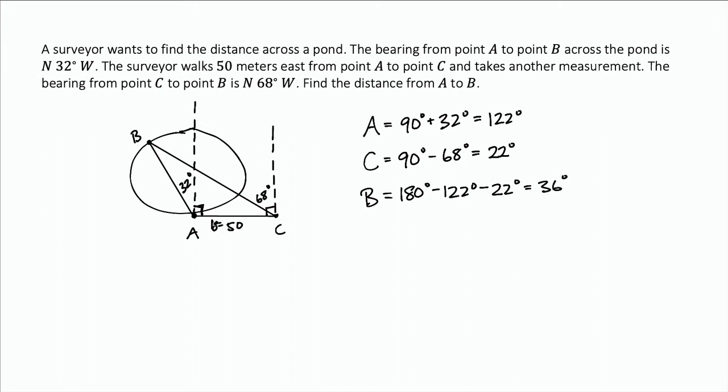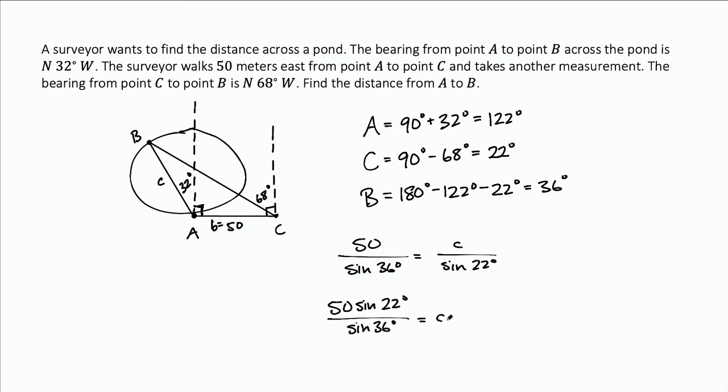And now we have all of our angles, and this side between those two angles, we want to find the side length C, opposite that angle C. So we can use the law of sines. B, 50, over the sine of B, 36 degrees, is equal to C over the sine of the angle C, which is 22 degrees. So solving for C, we just multiply by sine of 22 degrees. So 50 times the sine of 22 degrees over the sine of 36 degrees is equal to C.